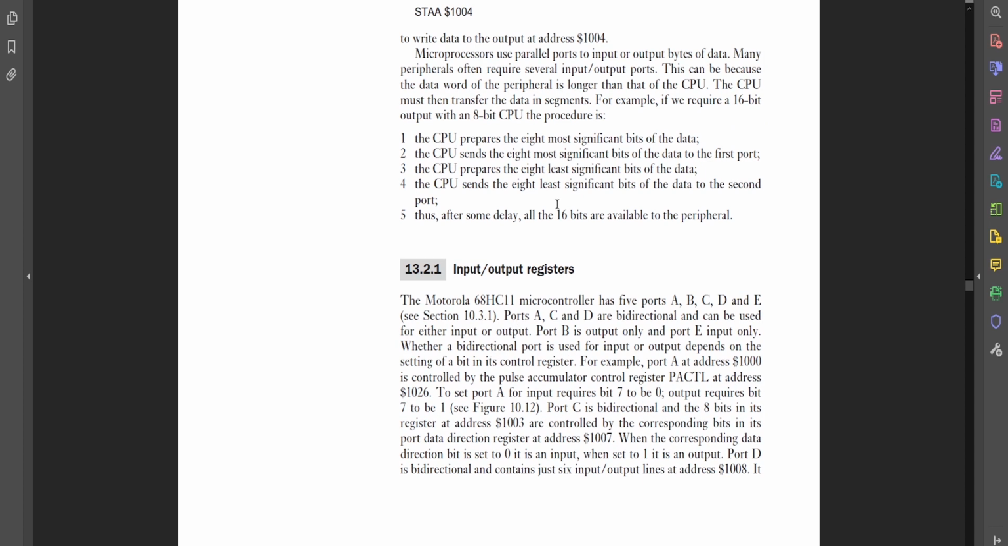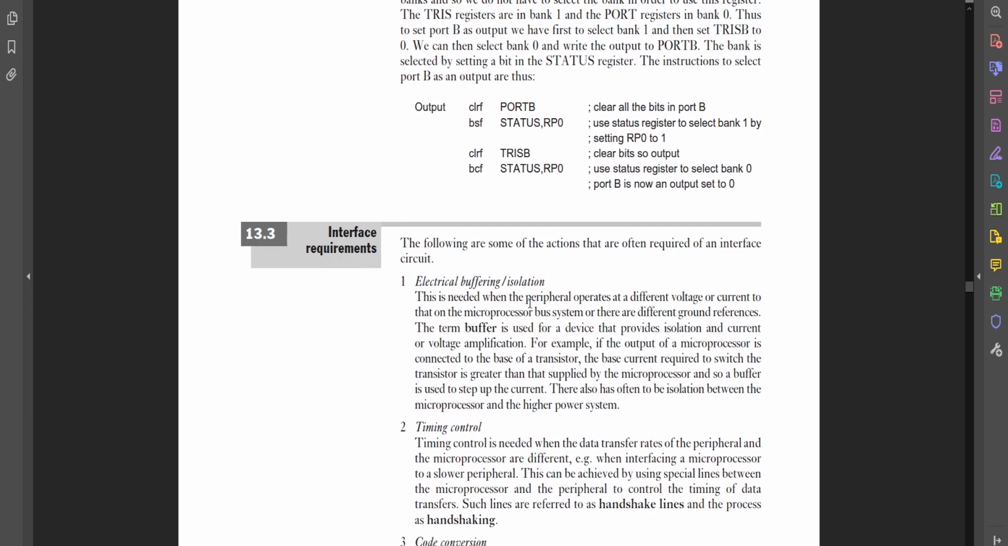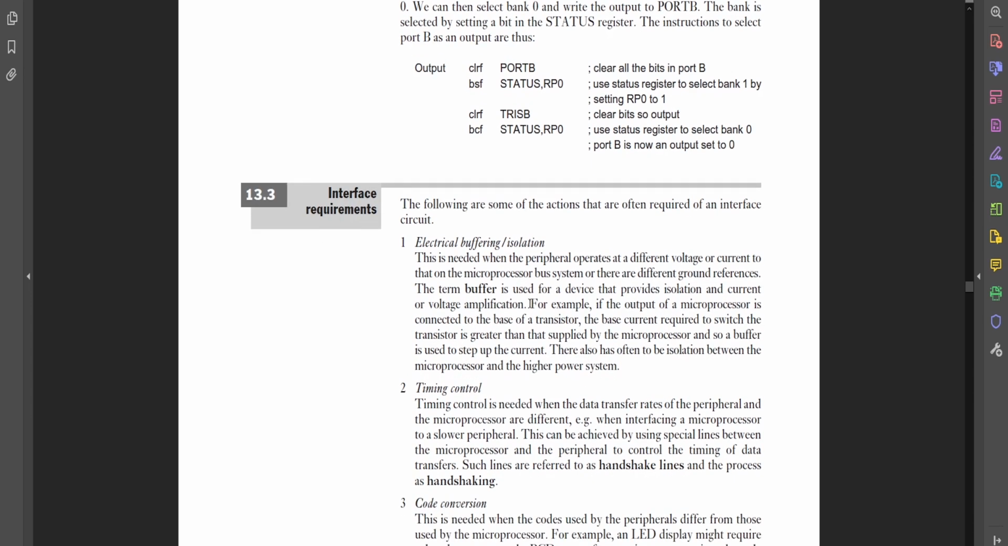The microcontroller has 5 ports. Blah blah blah. Again, I'm not interested in specifics of certain devices. Interface requirements. Especially because a lot of this stuff that's being taught, if this book was written in 2012 or whenever, would be out of date now anyway. So I'm only interested right now in the broad overview, the macro.